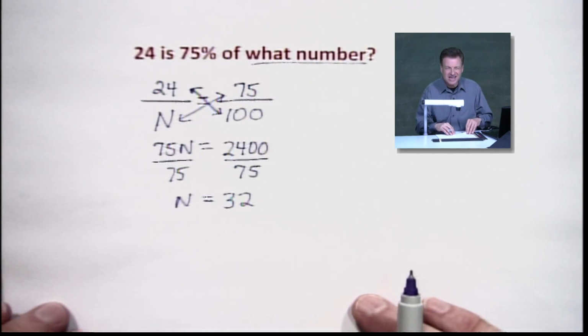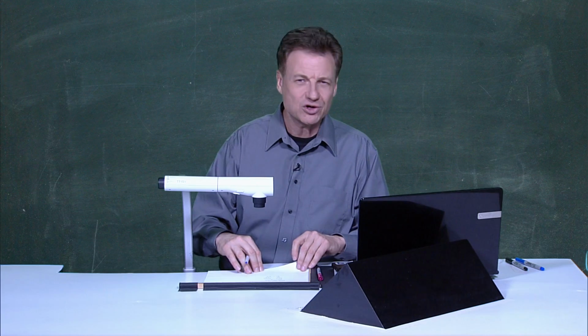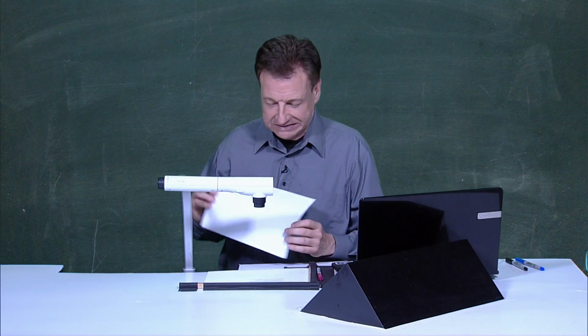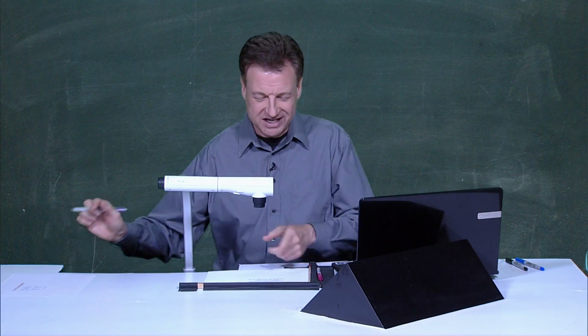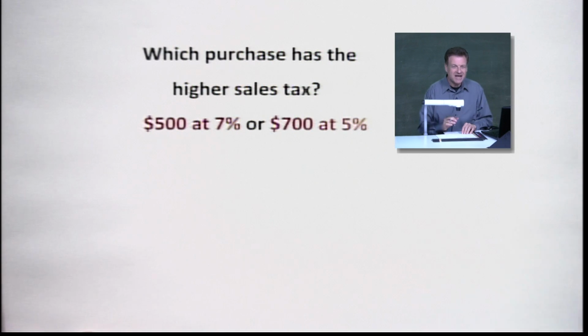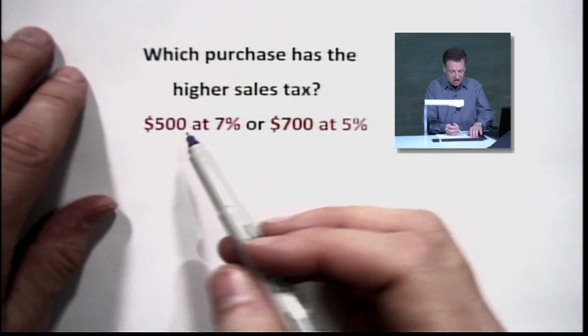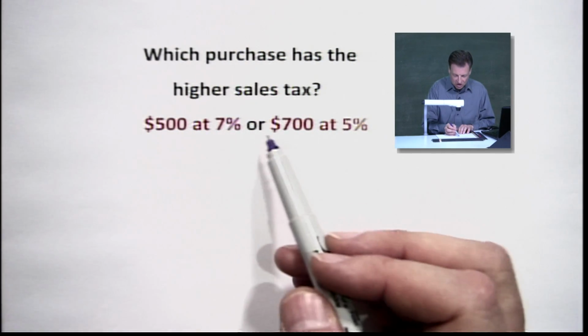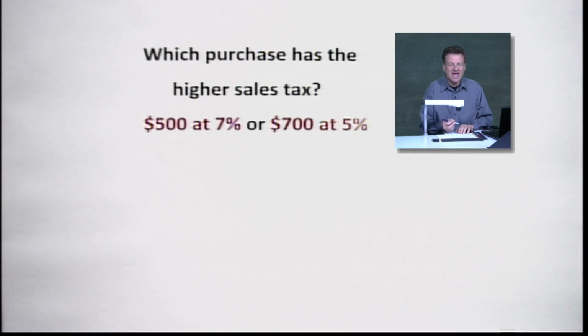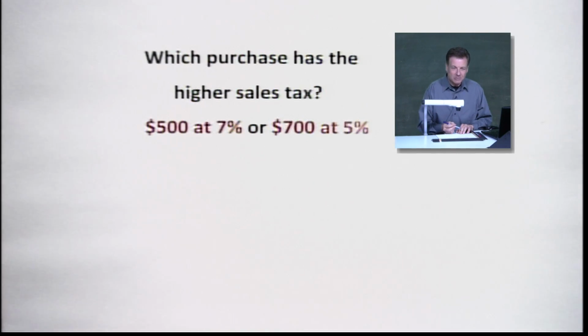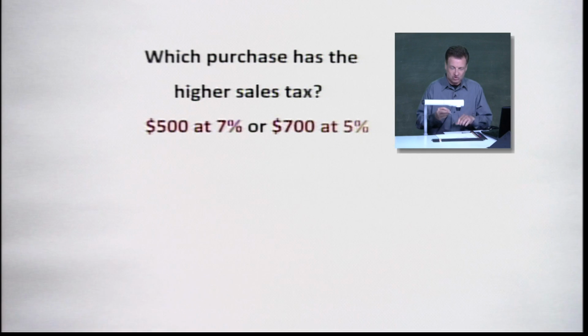We're going to look at how to find success in the world of doing percent problems and applications, a few applications. Let's take a look at this next problem here, okay? Got a couple of situations. It says, which purchase has the higher sales tax? If you make a $500 purchase at 7% or a $700 purchase at 5%. And you know, people really get into this because some people will travel a state line.